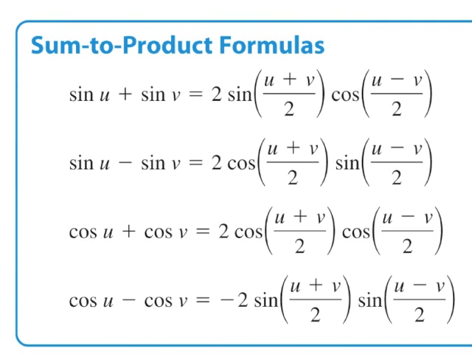Sum to product formulas. Sine u plus sine v equals 2 sine of (u plus v) over 2 times cosine of (u minus v) over 2, and all the rest. You're starting out with a sum or a difference on the left-hand side, and you end up with a product on the right-hand side. So write these down exactly as well. When you're done writing them down, you can proceed to the next screen.